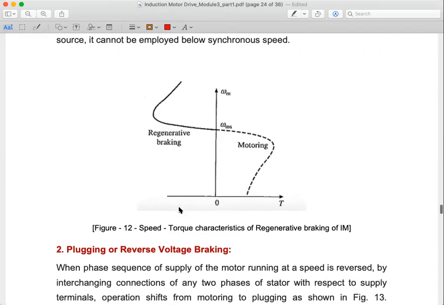So this is the speed torque characteristics. This is the motoring operation speed torque characteristics, which we have seen before. Now it is run at a speed higher than synchronous speed and power is negative. So speed remains in the same direction. Direction of speed does not change, but the torque direction changes. So we get it in the second quadrant. So torque is negative. In regenerative braking mode, this is the speed torque characteristic curve.